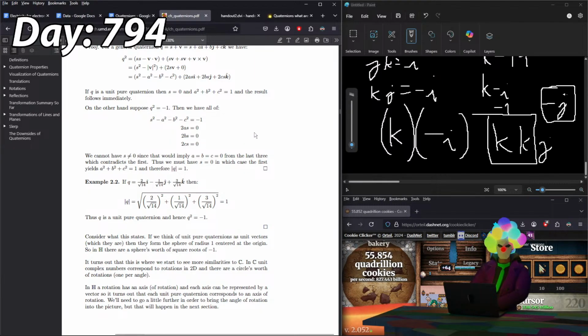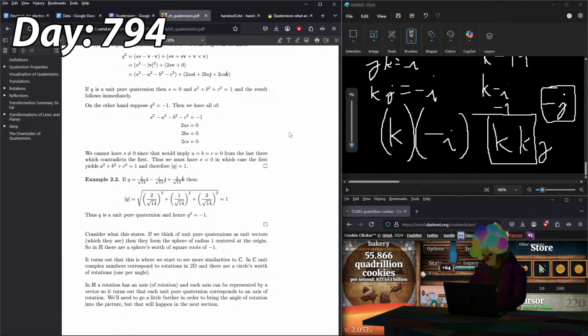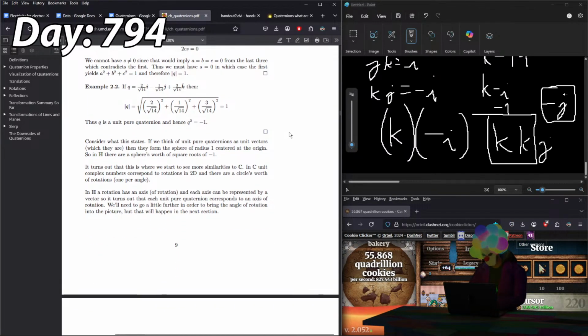Okay, yeah, s has to be equal to 0. That makes sense. Alright. So all of them are square root of -1 but not to each other? Yes. They are all ms.